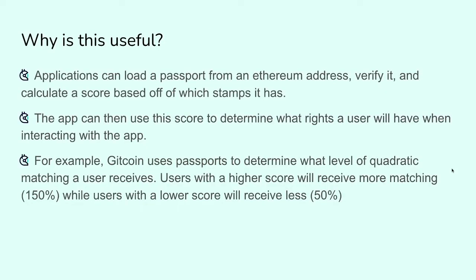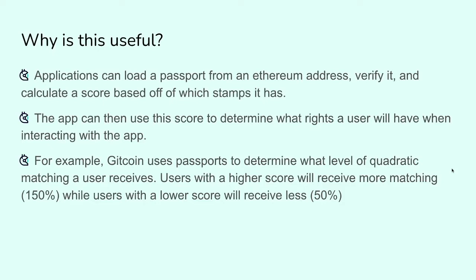So how is that useful? Well, applications can load passports from an Ethereum address, they can verify it, and then they can calculate a score based off which stamps that passport has. The app can then use that score to determine what rights a user will have when interacting with the app.